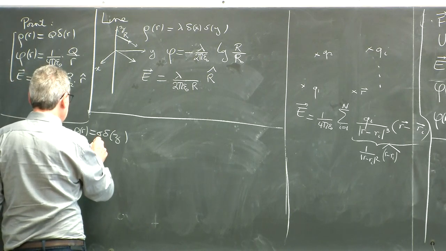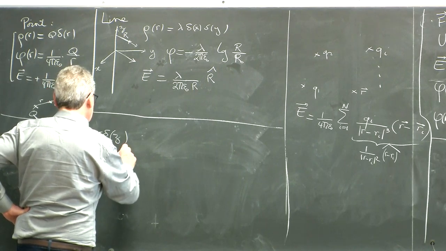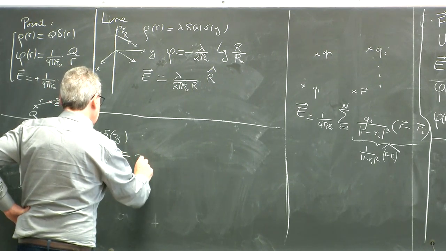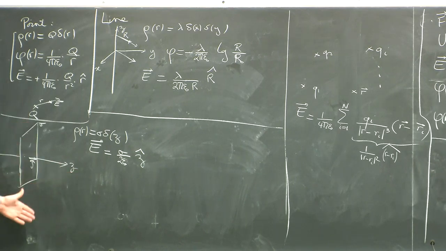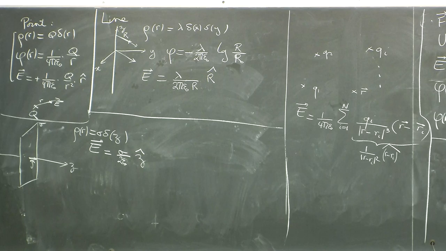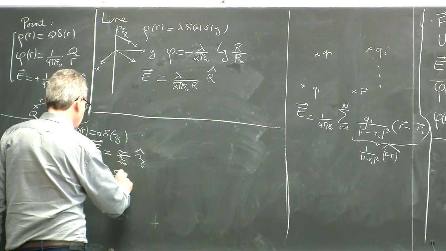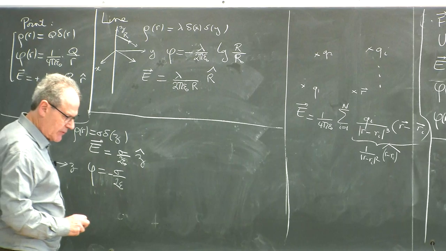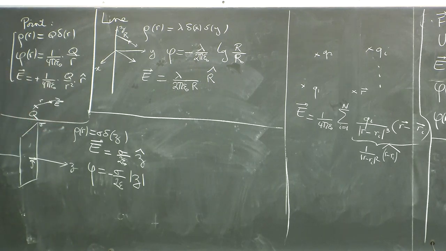Then the electrostatic field E is sigma over 2 epsilon 0 times z-hat, where z-hat is the unit vector in the z direction. So you know that when you have a charged plane, the electric field is independent of your distance with respect to the plane, which of course makes sense because there is no scale in the problem, because this is infinite. And the corresponding phi is minus sigma over 2 epsilon 0 times the modulus of z. So the potential is linear as a function of the distance to the plane.